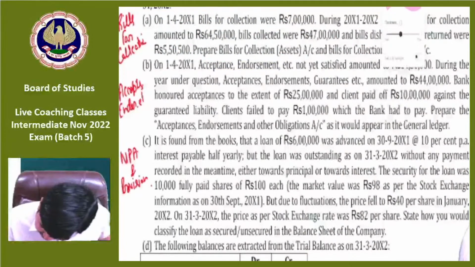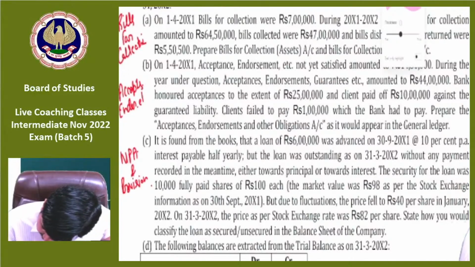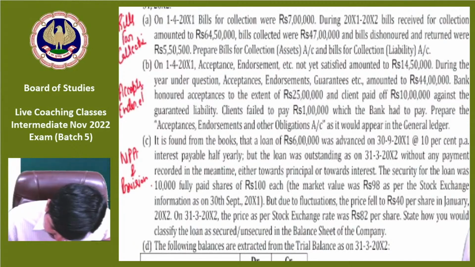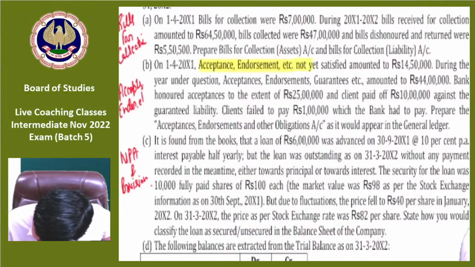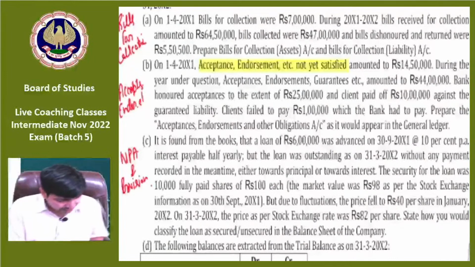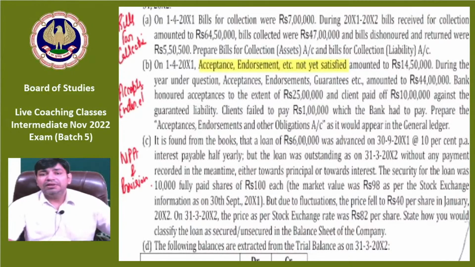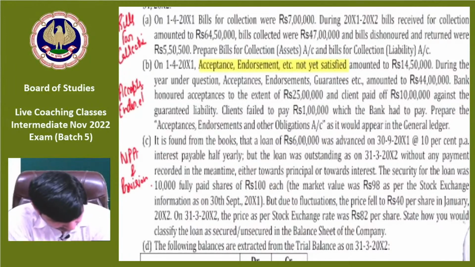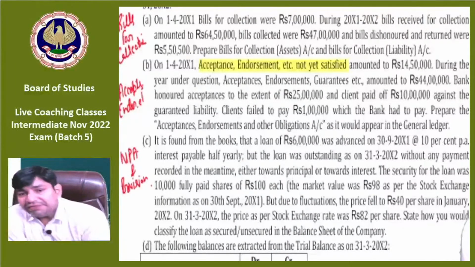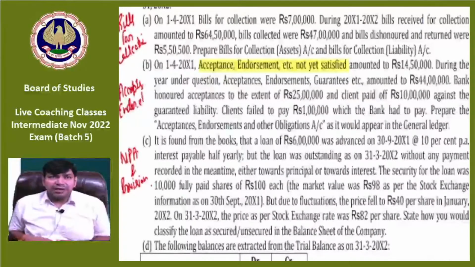That is, bills for acceptance, endorsement, etc. not yet satisfied. Acceptance, etc. not yet satisfied. Now listen to me. In the same way, we have to maintain these accounts also. What are these? Bills acceptance, endorsement, etc.